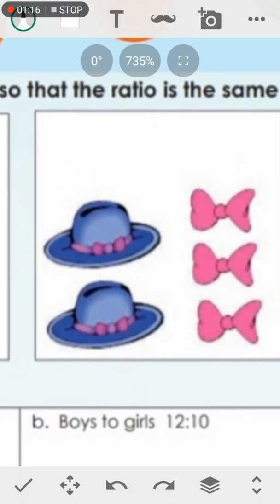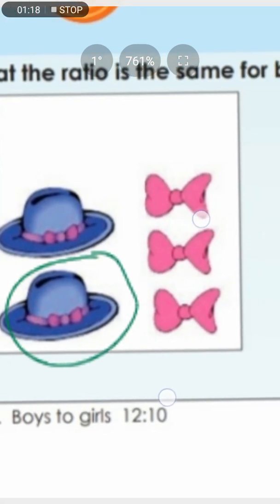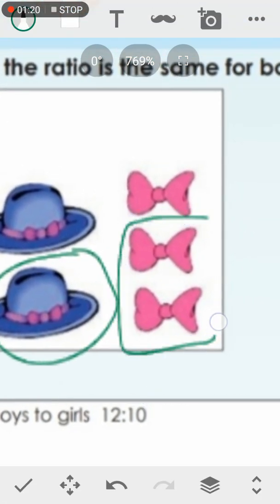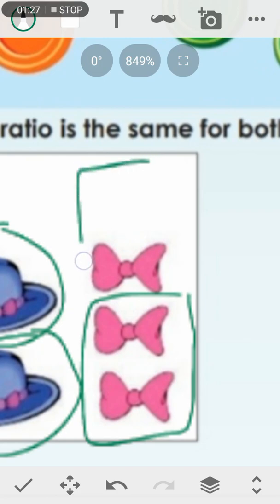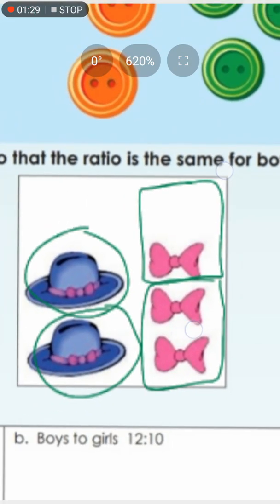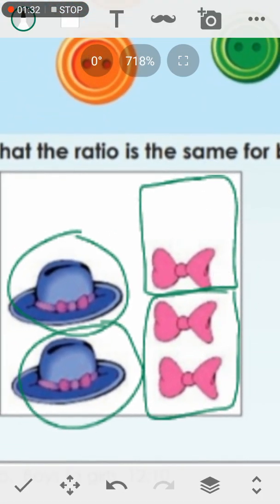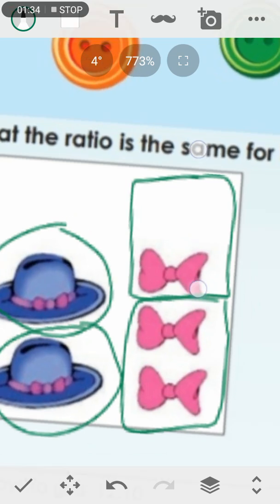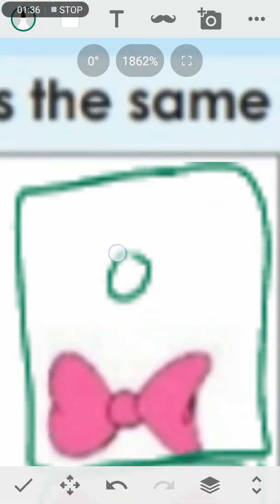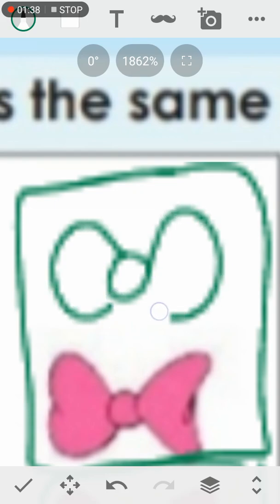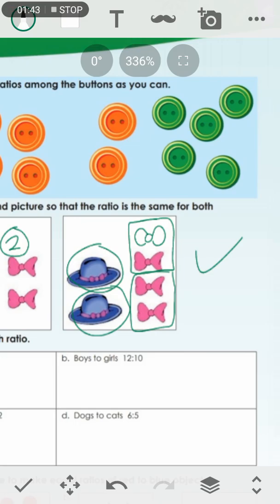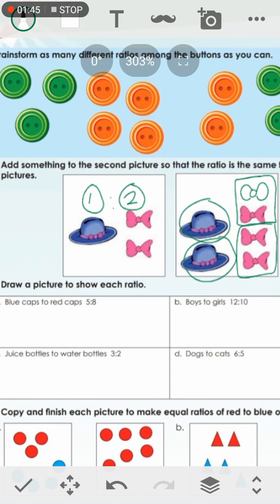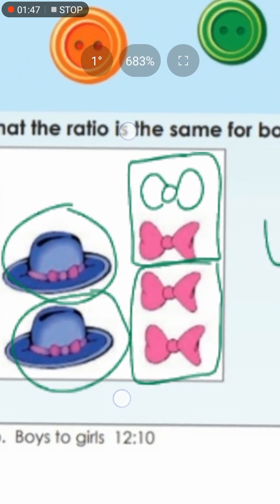Okay, so let's look at this hat here. Here's one hat. Now we need to select two bows for this hat. So there we go. Now here's one hat. However, there's one bow that is missing here. So in order for us to make the ratio the same as the first picture, we need to now add one more bow. Okay, now the ratio is correct. Do you see that? Okay, so the ratio remains the same.